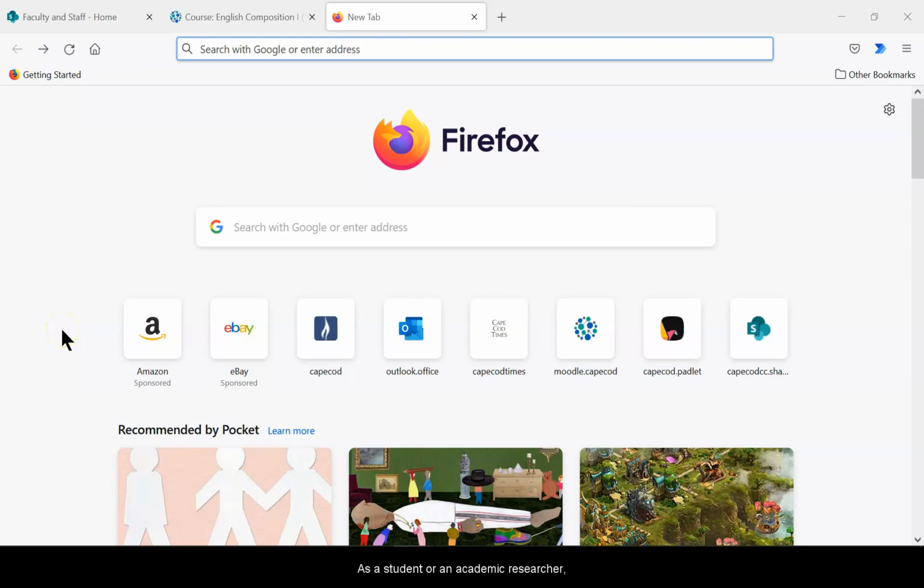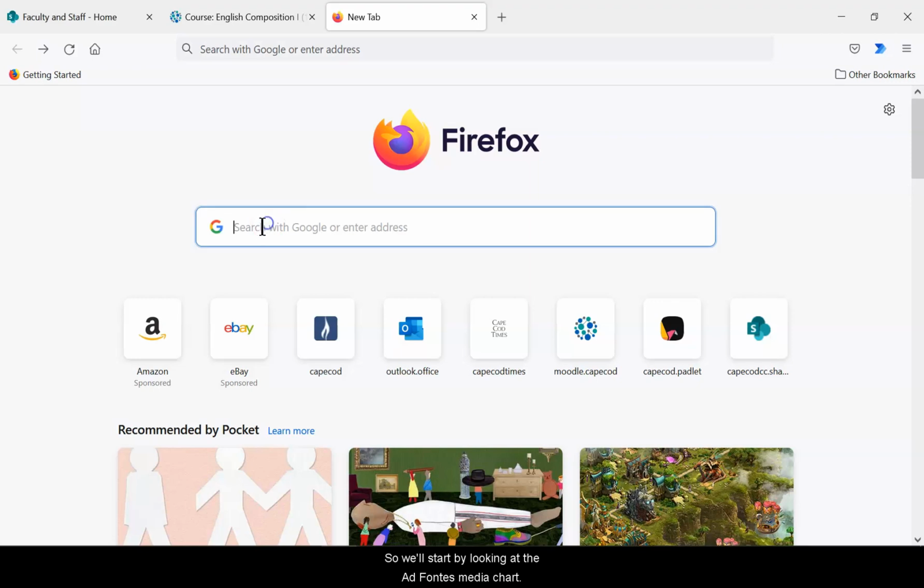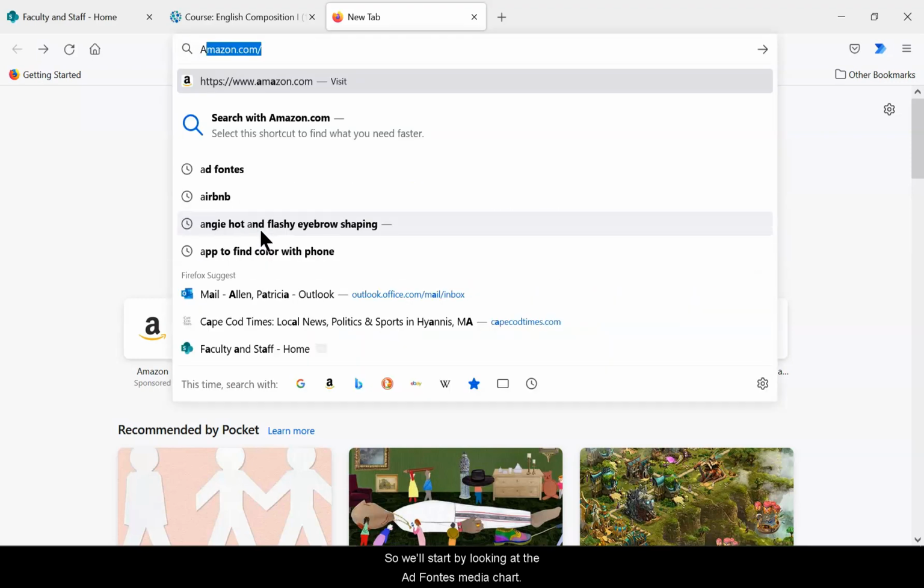As a student or an academic researcher, you want to be able to find credible sources relatively quickly and easily. And one way to do that is to figure out what sources you can really rely on and then focus your searches on those sources rather than searching the whole giant internet. So we'll start by looking at the Ad Fontes Media chart.